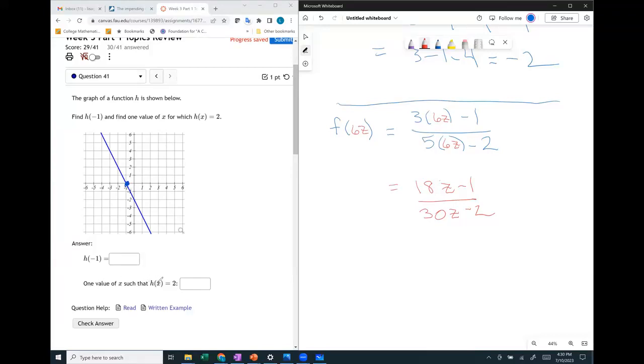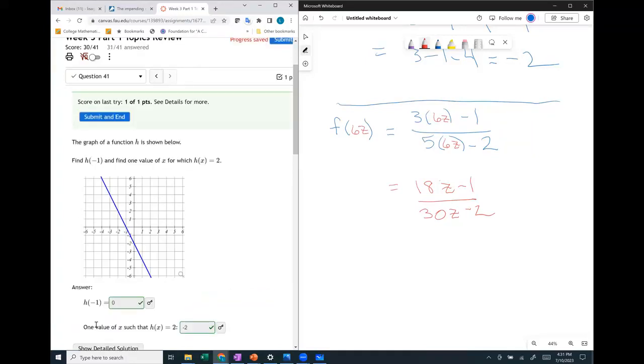One value of x such that h of x equals 2. So h of x again is my y value. Here's where it equals 2. So I'll come down and say, here's where x equals -2. And here, y equals 0. 0, -2. And that's it. That's my last question.